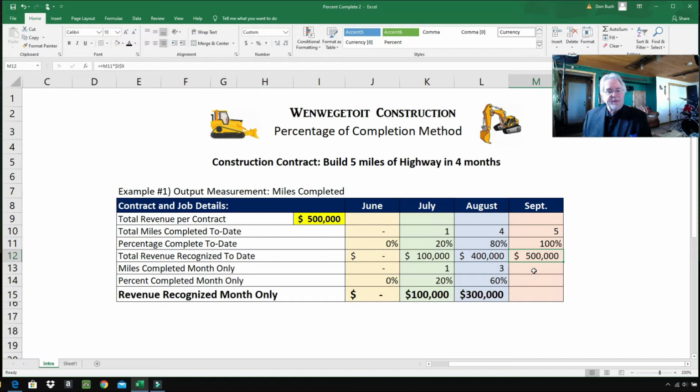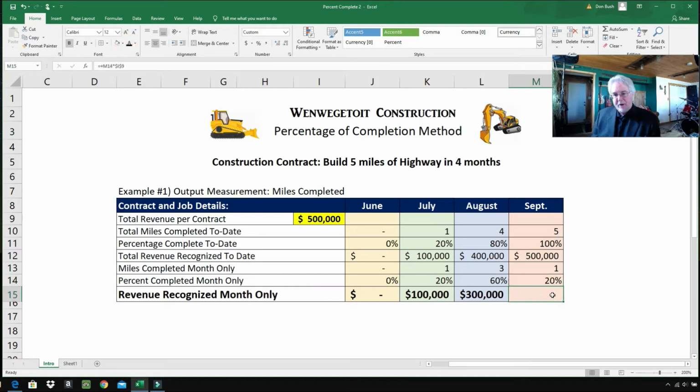So coming down here to the last couple of lines, the miles completed during the month only. So during the month of September, they only completed 1 mile. They had 4 done in August, 5 done in September. That means in September they got 1 done. And the percent completed during the month of September only, that would be 1 mile divided by 5, which equals 20%.